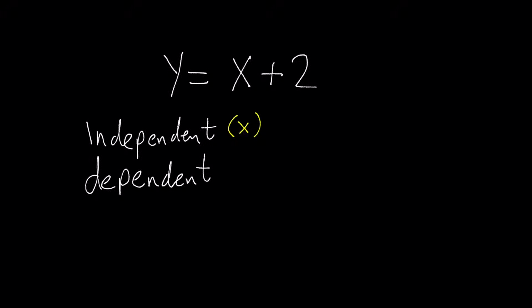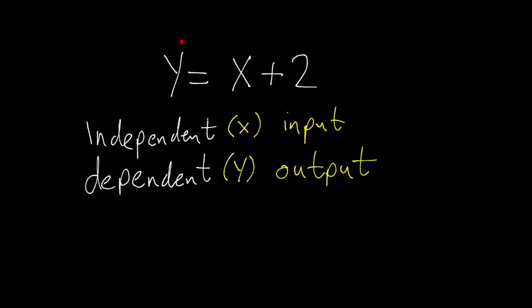Our dependent variable gets its name because it depends on the other variable. Whatever we put in for x, we add 2 to it, and then we end up with y. So our dependent variable is y. Another way to think of it is this is the input, this is the output. And I used x and y here, but you don't have to. It could be any letters. The main thing with a function, though, is that we're going to have two variables. One that we are inputting and one that we are outputting.